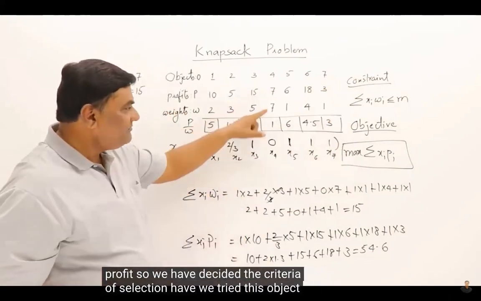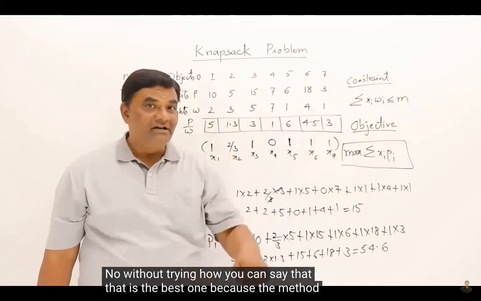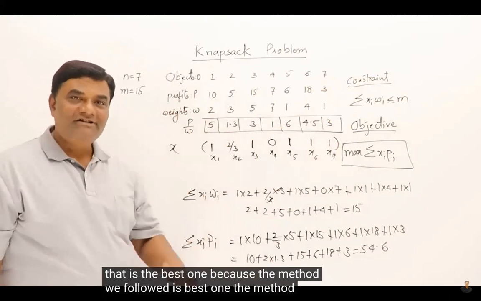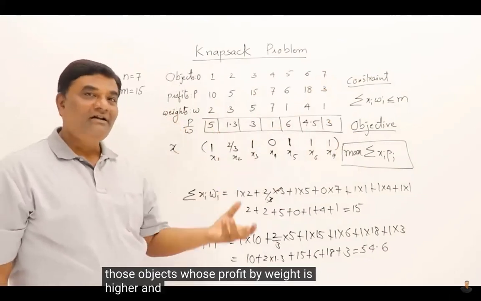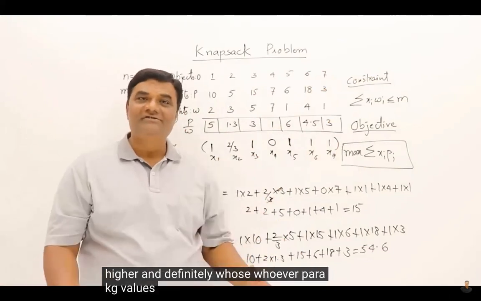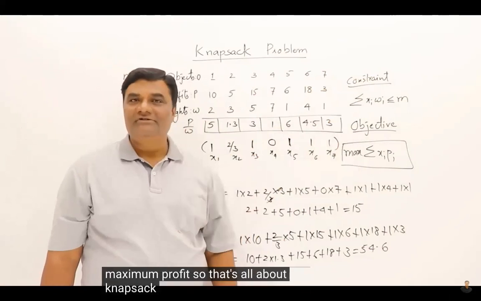Have we tried this object? No. Without trying, how can you say that that is the best one? Because the method we followed is the best one. We selected those objects whose profit by weight is higher, and definitely whichever per kg value is greater will give you the maximum profit. So that's all about the knapsack problem.